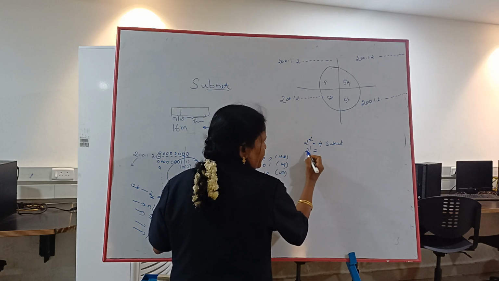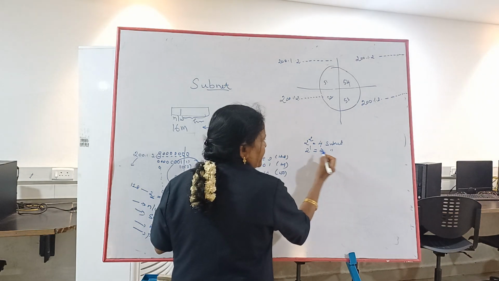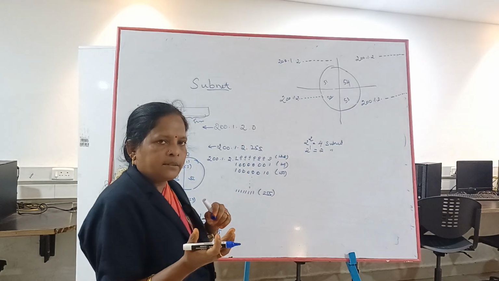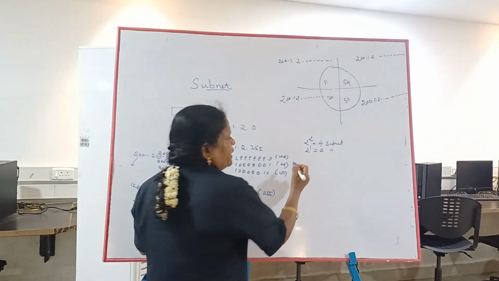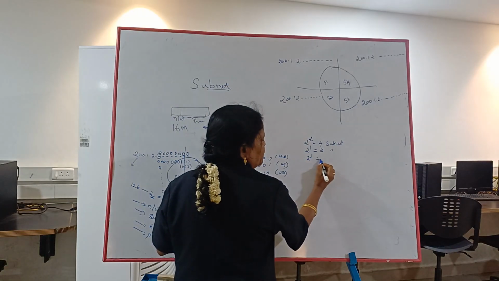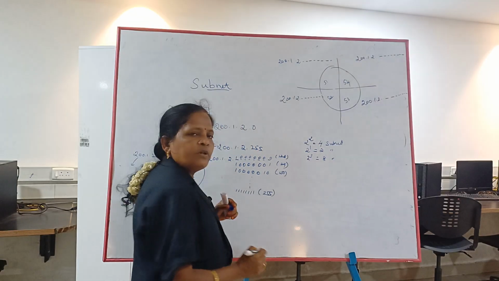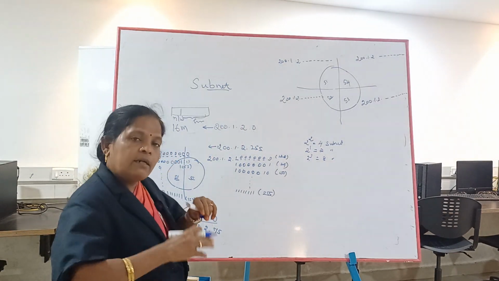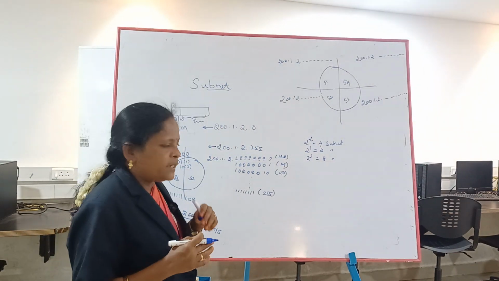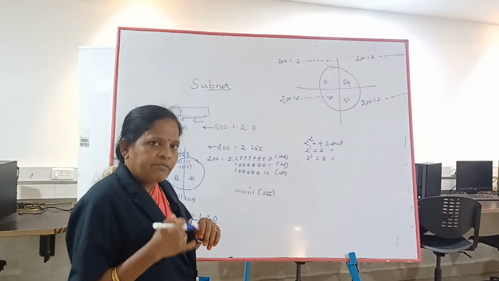2 to the power 1 equals 2 subnets. Suppose I want to construct more than 4, I can borrow 3 bits: 2 to the power 3 equals 8 subnets. Like that, based on our need, how many subnets are required in our network.